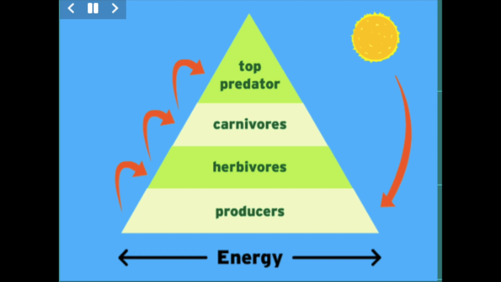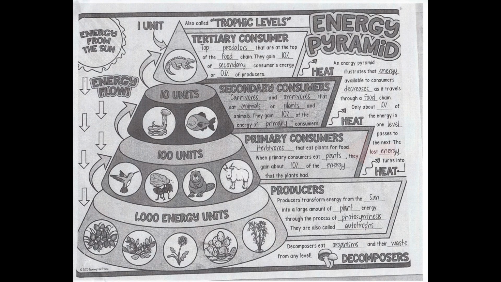Because there is less energy available, fewer organisms can be supported at the higher levels. The bottom level, which includes the producers, has the largest population and the most energy. The other levels are primary consumers, secondary consumers, and tertiary consumers.